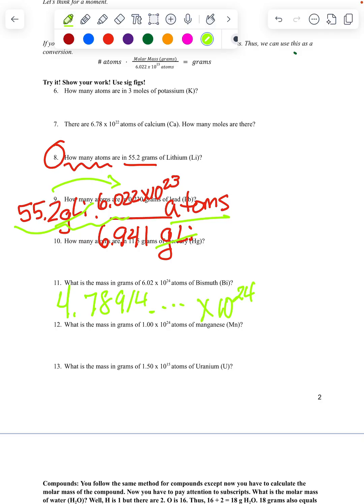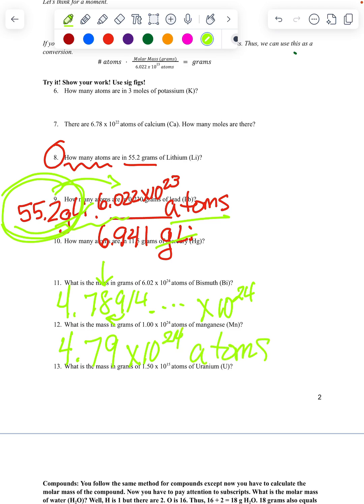Okay? Go back to the beginning. How many sig figs? 3. So you're going to stop your number right there. 4.7. What does the 9 do? Raises that to a 9 times 10 to the 24th atoms. Okay?